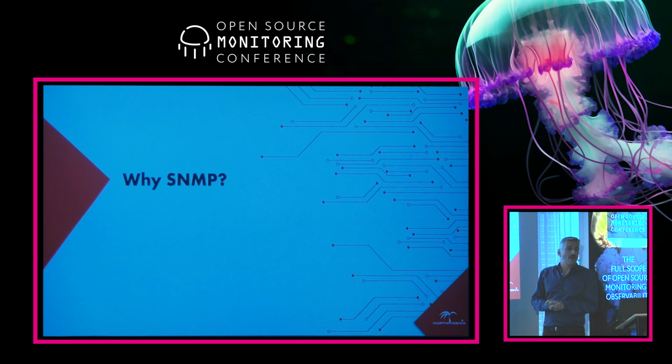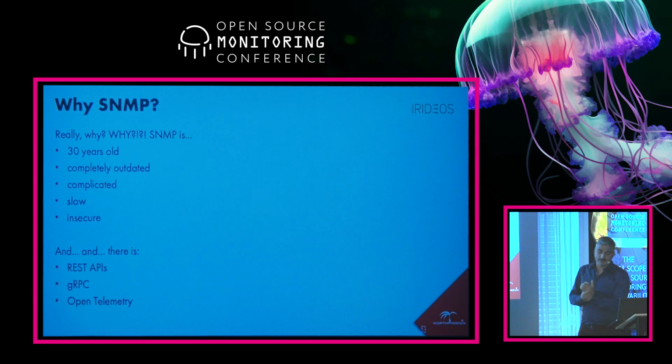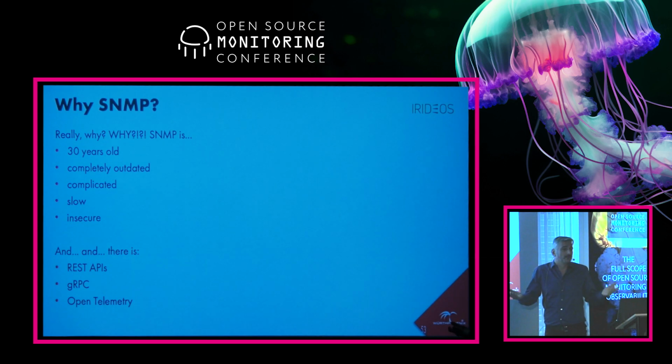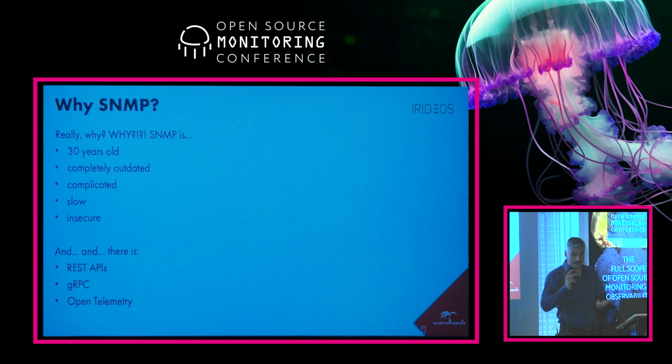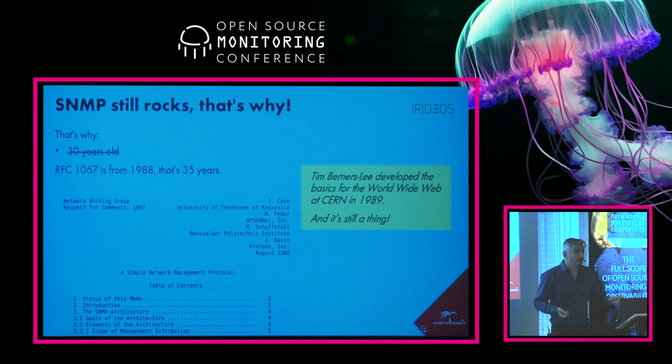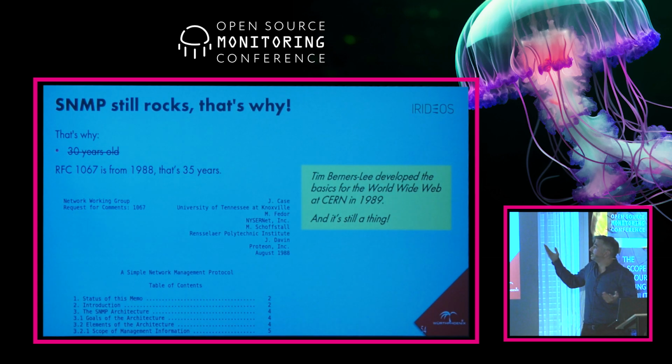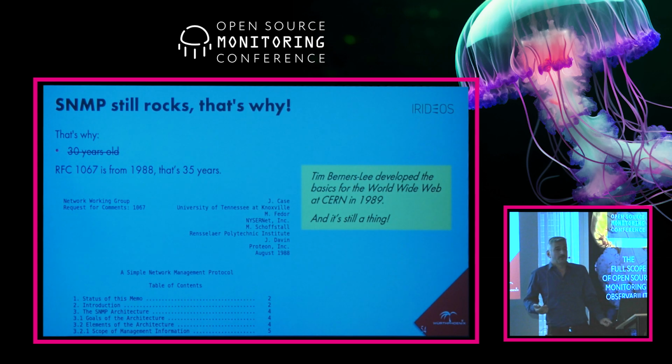Some of you might wonder why SNMP today. It's pretty old, you know. It was invented 30 years ago. It's completely outdated, it's complicated, it's slow, it's insecure, and so on. And today we have REST APIs, gRPC, OpenTelemetry, and so on. And this is not true. So it isn't 30 years old, it's 35 years. You have to be precise. And it's not outdated. The basics of the World Wide Web, what Tim Berners-Lee did, were developed in 1989, and the web is still working.